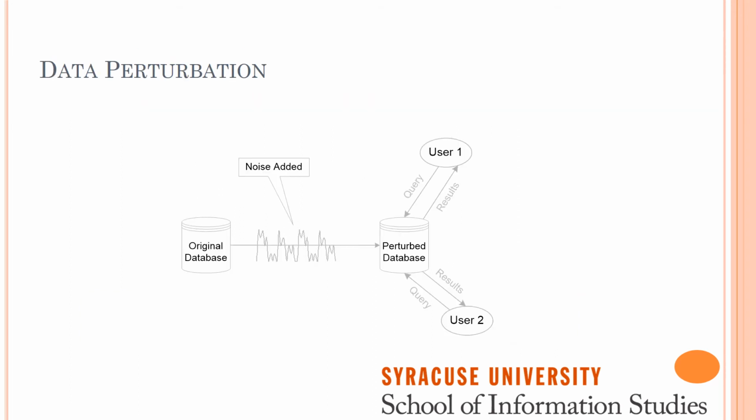Next comes data perturbation. Perturbation refers to causing disruption. In order to disallow confidential records from being accessed directly, output data is often disturbed by added noise. A perturbed database is created by adding noise to the original database records, and users are allowed to query on this distorted database instead of the original database.